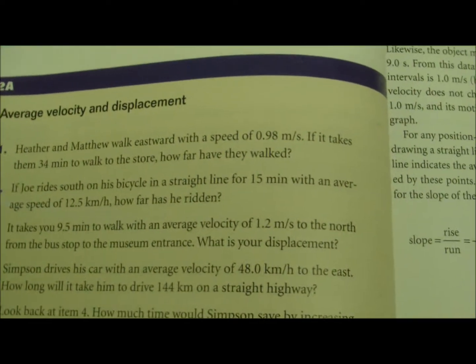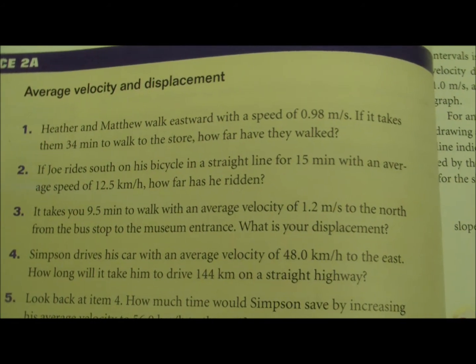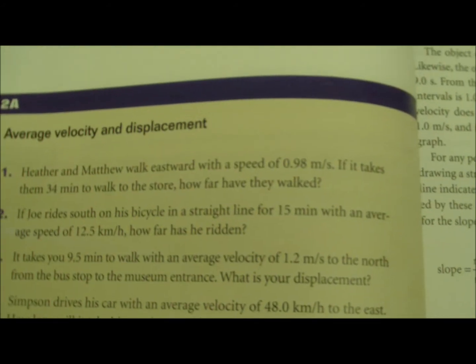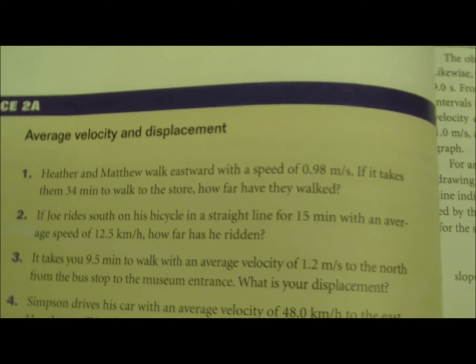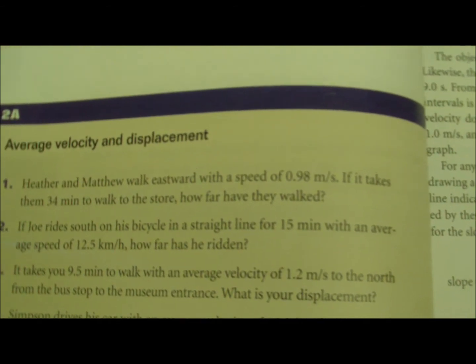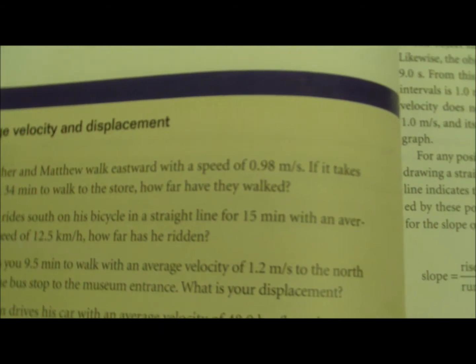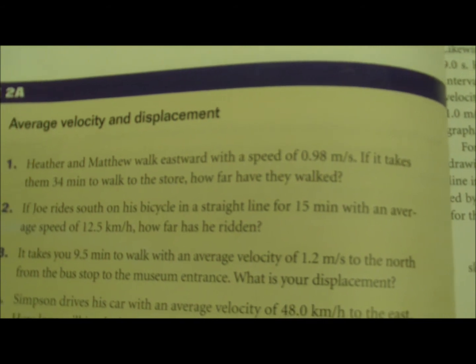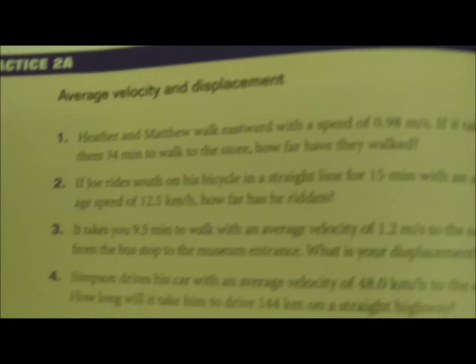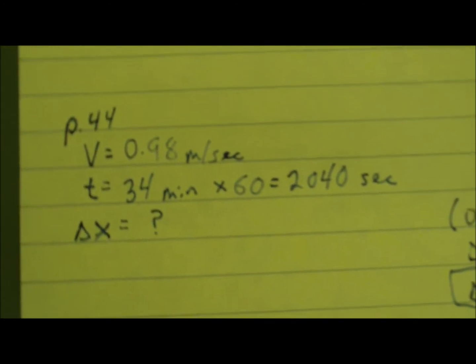Okay, let's open our books to page 44, and let's take a look at the first question. It says that Heather and Matthew walk eastward with a speed of 0.98 meters per second. If it takes them 34 minutes to walk to the store, how far have they walked? Okay, so now we have a general idea of what's going on. Let's take a look then at our data that we can pull from this.